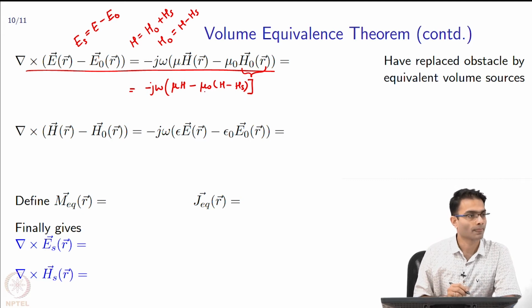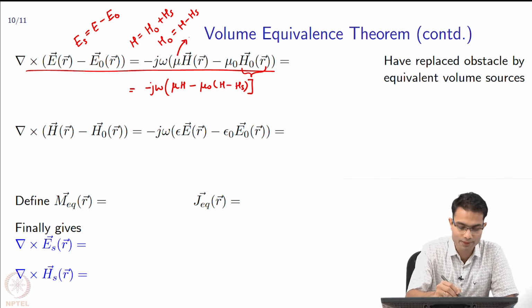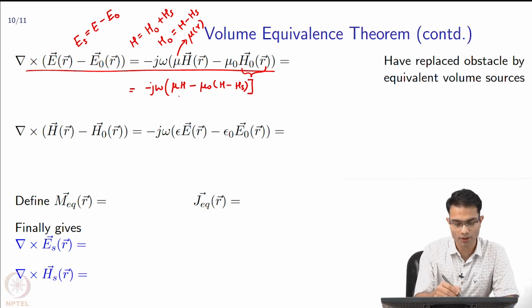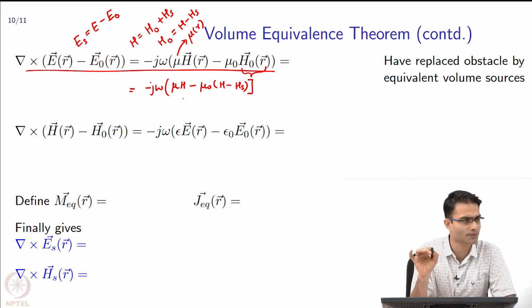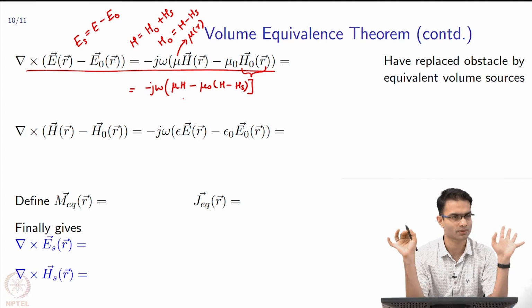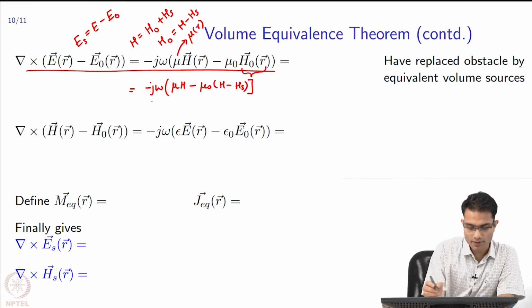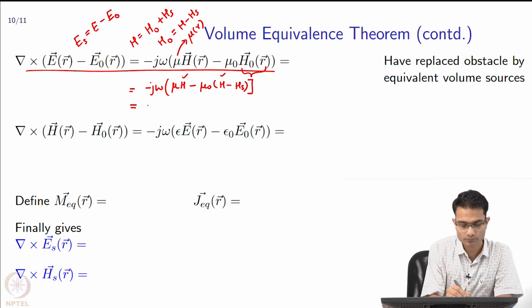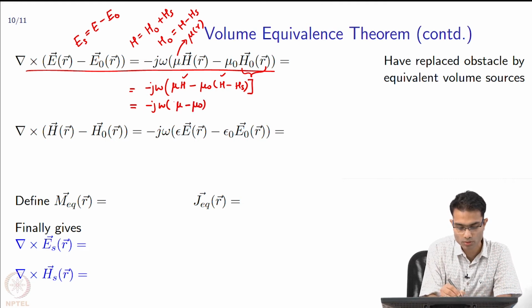Right. Here mu and H are functions of R. I am being lazy over here, mu is still a function of R. Okay. Mu naught is of course a constant. So, in shorthand notation I am just writing it as mu, but they are all functions of space. Okay. There is no need to be giving special treatment to mu or epsilon, they are all functions of space. Okay. And what I can do now is I can combine the H terms. Right. So, I can get mu minus mu naught H plus mu naught H s.